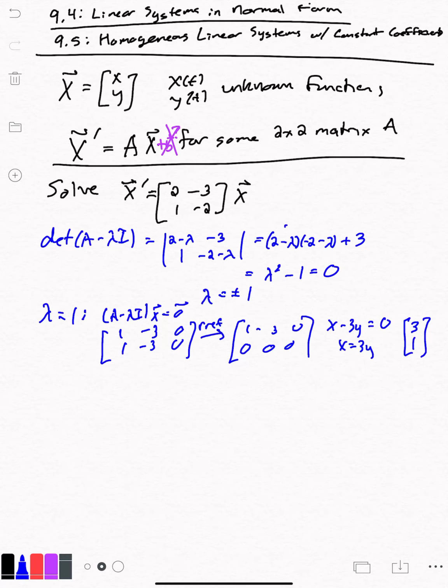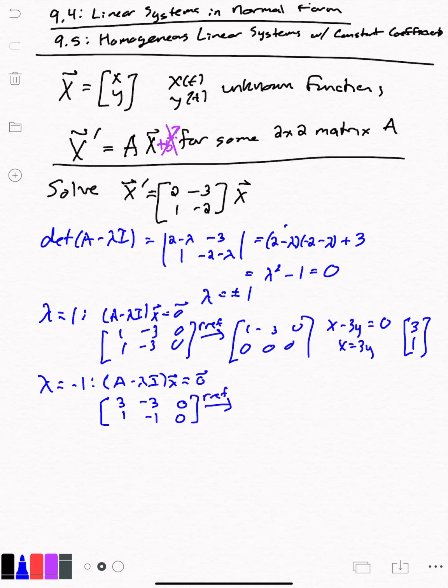And then we're going to go ahead and do our lambda equal to -1 here. And we do our same idea here, but this time we're subtracting a -1, which is the same as adding a +1. And we get, let's see here, [3, -3, 0; 1, -1, 0]. Reduced row echelon form. We get x minus y is 0, x equal to y. And we get a nice eigenvector of (1, 1).